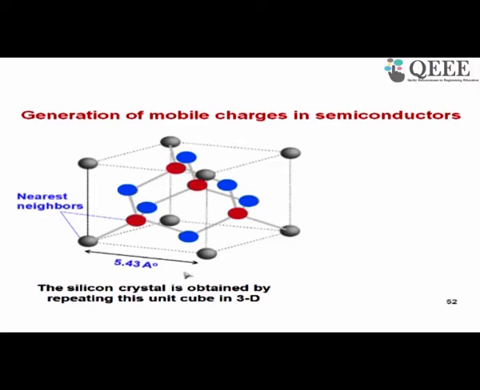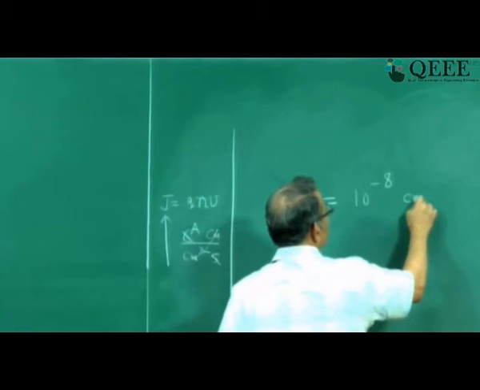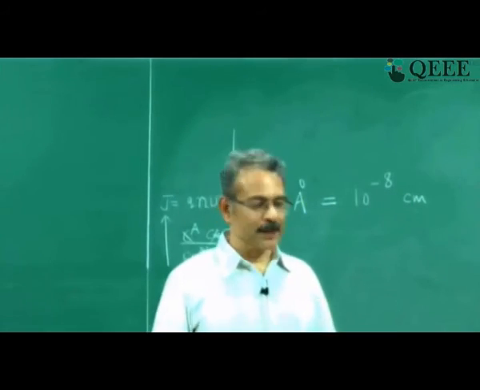Angstrom unit: 1 angstrom is how many centimeters? I want an answer from someone. 1 angstrom is how many centimeters? Any student can answer this question. Yes. Okay, someone has given the answer. Which college? St. Thomas College of Engineering has given an answer. It is 10 power minus 8 centimeters. 10 power minus 8 centimeters.